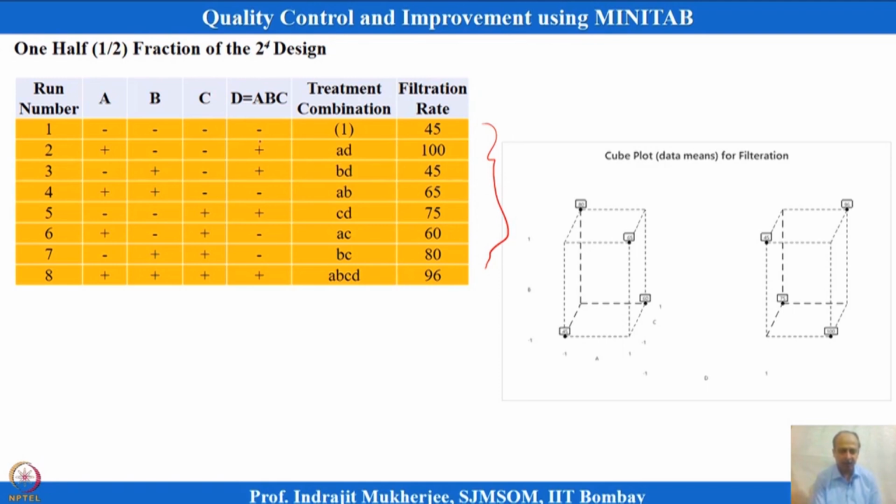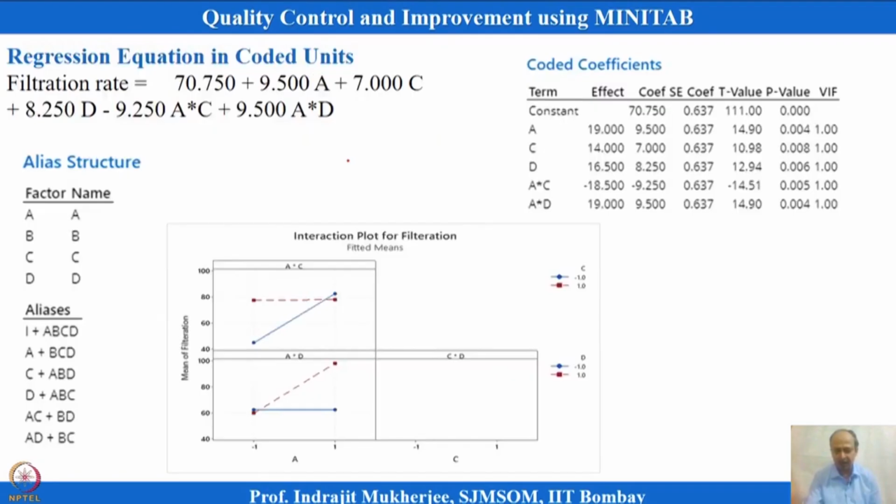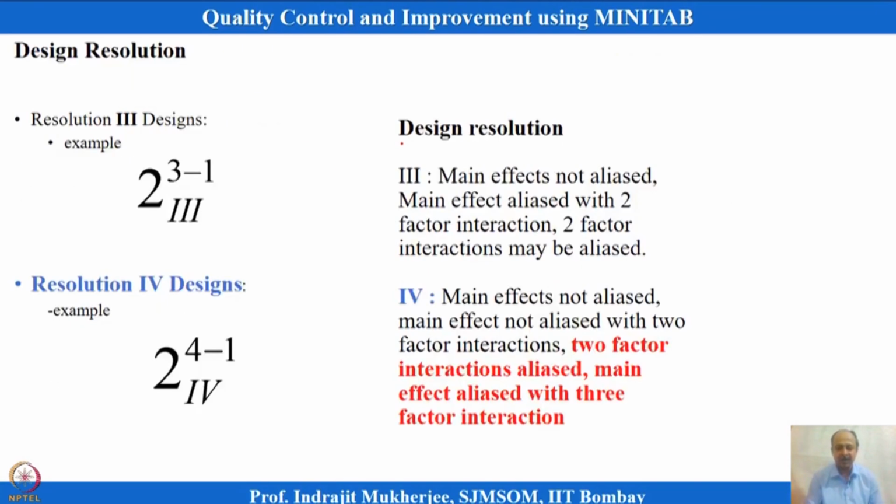So, this is the principal block. So, all will be plus 1 over here. So, if you multiply A, B, C and D, it will be plus 1 like that. Okay. So, this is the interaction plot that I showed to you, and based on that this is the filter rate equation, and this is about 99% explained variability that we have seen when we have ignored B and higher order terms over here. So, that is the sparsity of effects.